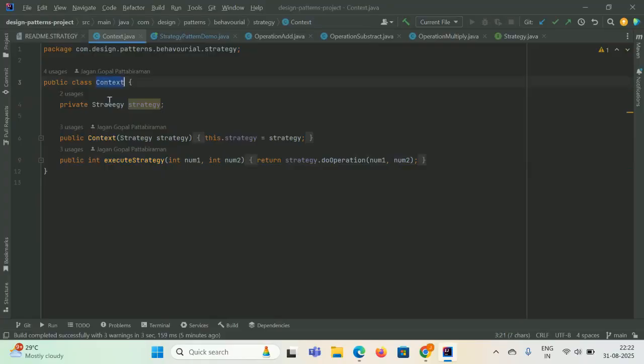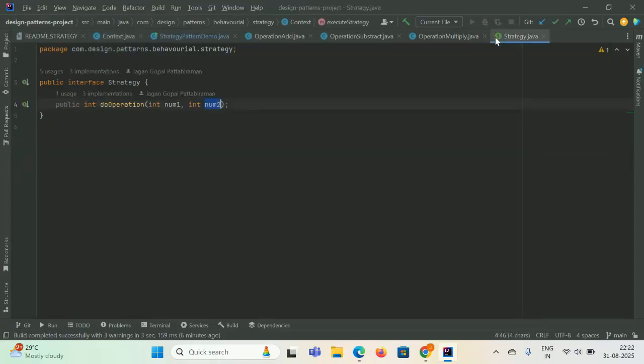In the context class, we are including a strategy object and we are defining in the constructor which strategy we have to initialize. And we have an execute strategy method in the context which will be calling do operation. This is a context object.